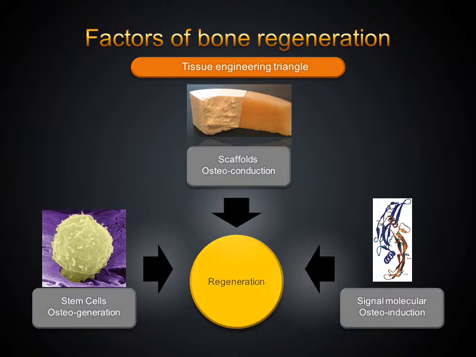The stem cells supply the proliferation of the regenerated tissue with osteogenic properties. They originate from the living tissue of the patient. The signal molecule stimulates stem cell differentiation and proliferation, as well as osteoinduction of cells. It is supplied by the recombinant gene technique.